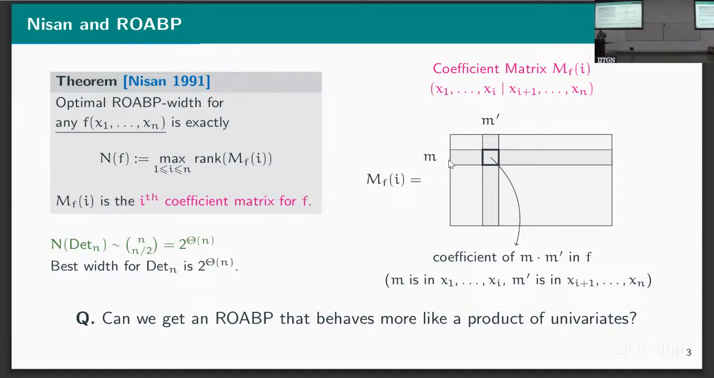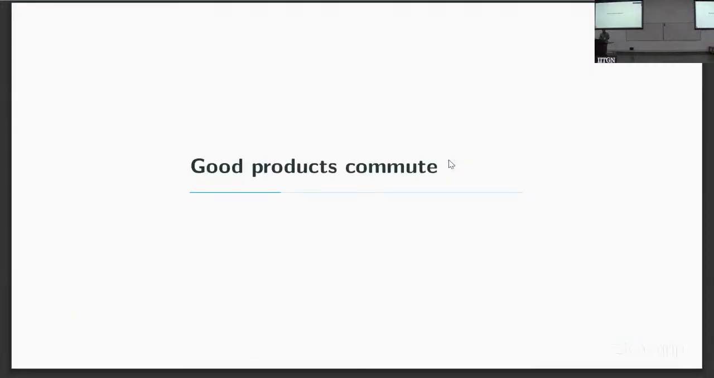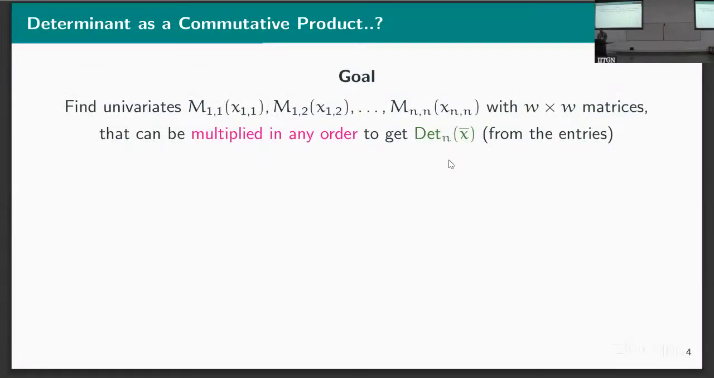So what is the property that we lost when we went from product of univariates to products of univariates with matrices? It is exactly Weber's question. We now have to be careful about in which order we are multiplying them, because matrices need not commute. So can you get better behaved products, things that behave more like a product? Can you get a commuting product? Good products commute, so you want your product to commute as well. So now this is the goal.